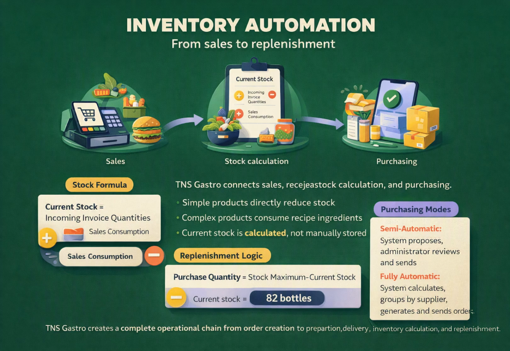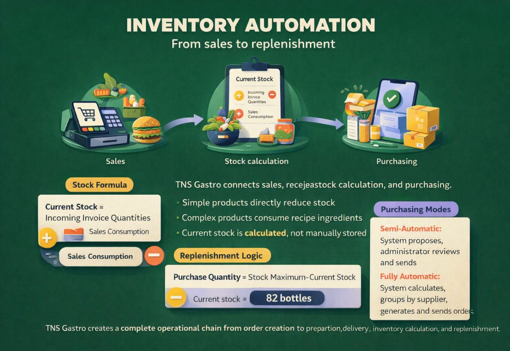For example, delivered quantities can be adjusted if the supplier delivered fewer or more items than originally ordered, or individual items can be modified before the document is confirmed. Only after the incoming invoice has been confirmed are the inventory levels updated. This is an important distinction. A purchase order represents what the restaurant wants to buy. An incoming invoice represents what the restaurant actually received.